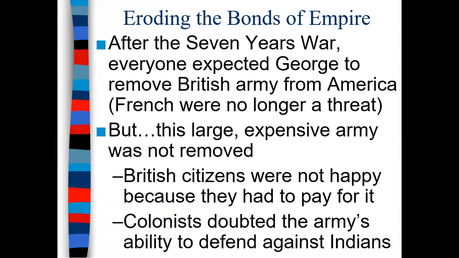Now, the breaking down of the bonds of empire. That is basically the breaking down of the British having control over the colonies. After the Seven Years' War, everyone expected King George to pull the troops out and bring them back to England because the French are no longer a threat in North America. But things don't work out. The army ends up staying. It's expensive. And the British citizens are not happy with this because they have to pay for it. And by that, I mean the British citizens in the colonies.